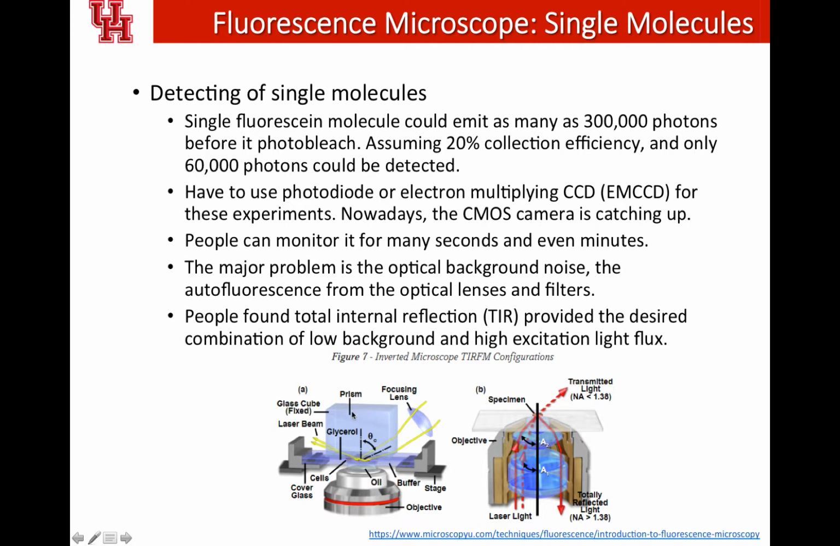On the left-hand side is the prism-based one. Basically, for total internal reflection to happen, you have to shine the light from a high refractive index material to a low refractive index material. Now your sample is in the low refractive index material, which is 1.33, the culture medium, maybe 1.35. So you have to use something higher than that. Normally it's glass, BK7 glass, 1.5. So this is one example.